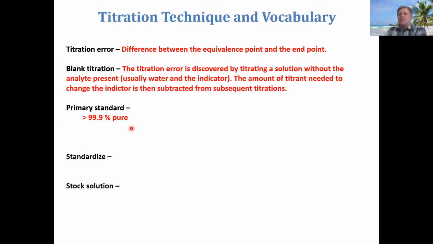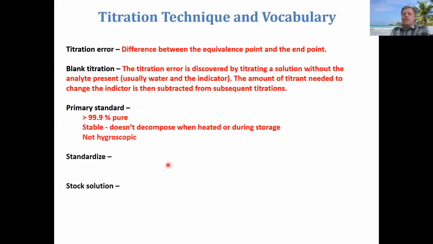The second criteria for something to be a primary standard is it has to be stable, meaning that it doesn't decompose over time or when heated. So if you're going to leave this on a shelf for a long time, you want it to be the same stuff as what it was when you bought it, right? So milk isn't going to work because milk curdles after a while, but vinegar can work, although vinegar is not 99.9% pure, but it is stable for a very long time.